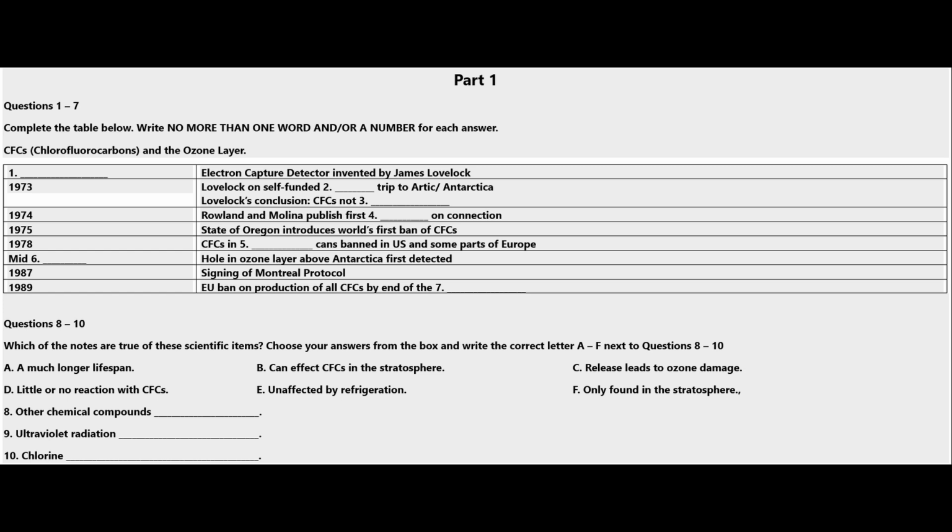Indeed, using the machine, it was Lovelock who was the first person to detect the widespread presence of CFCs in the Earth's atmosphere. In 1973, Lovelock, on a research trip which he'd funded himself, measured the amount of CFCs in the atmosphere in the Arctic and in Antarctica, but unfortunately came to the wrong conclusion that CFCs are not harmful to the environment. Following on from this work, though, in 1974, Sherry Rowland and Mario Molina published the very first scientific paper on the connection between CFCs and ozone depletion.